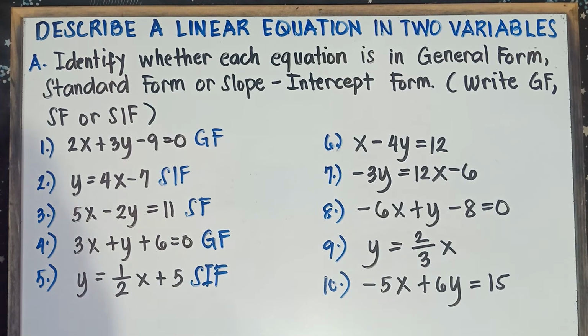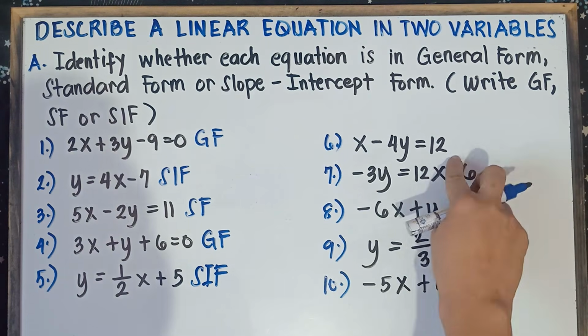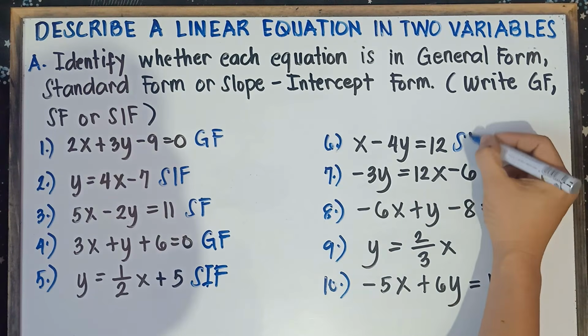Alright, for number 6, what's the answer, class? X minus 4y equals 12. That's correct. That would be SF. Why is that, sir? Because the last number is the constant, equal to c. So this is the constant. So that would be SF.